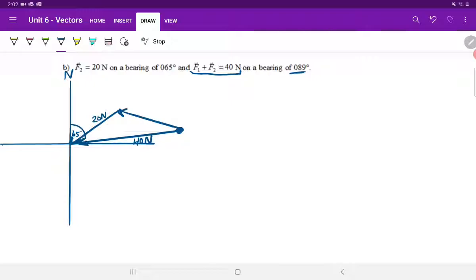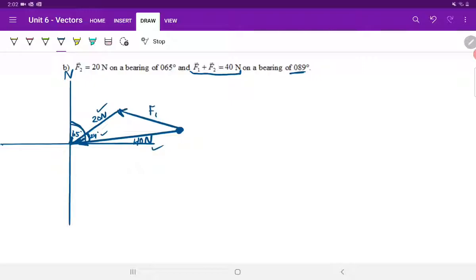Oh, and by the way, this was 40 newtons. And this whole angle in here was 89, which means in this triangle here, this part of the angle right here was 24 degrees, right? 89 minus 65. Okay. So what do we have here? Well, we have a contained angle in here. So if I want to find F1, I have side, angle, side. So I can use cosine law.